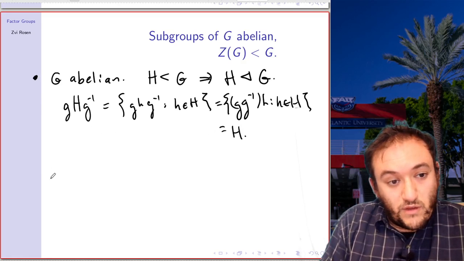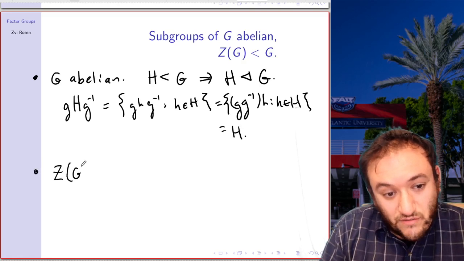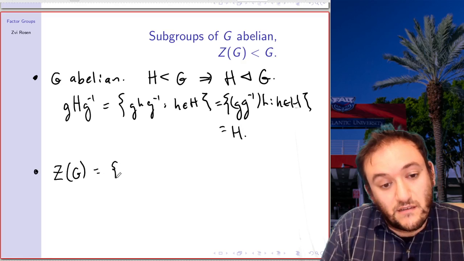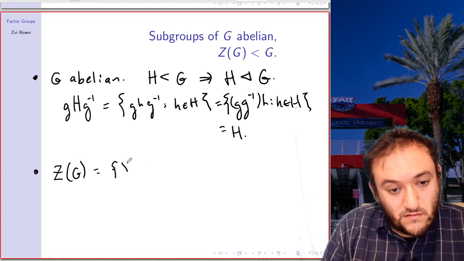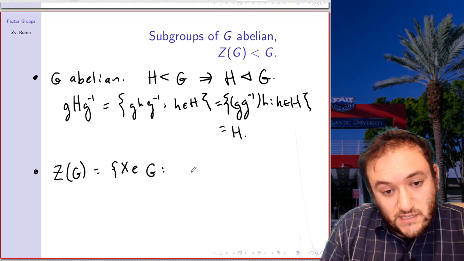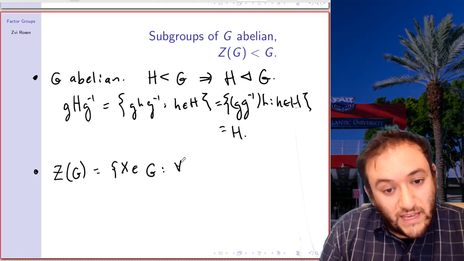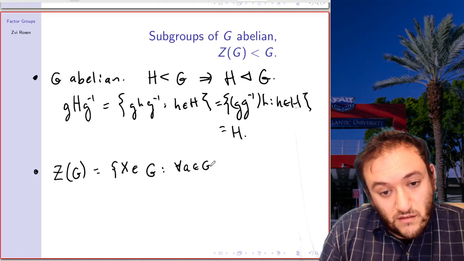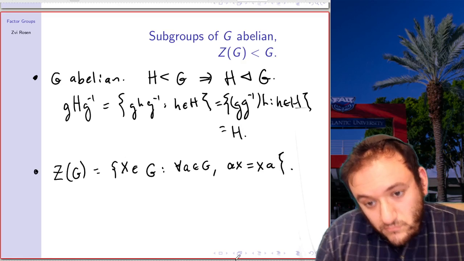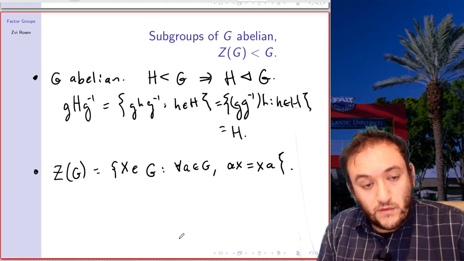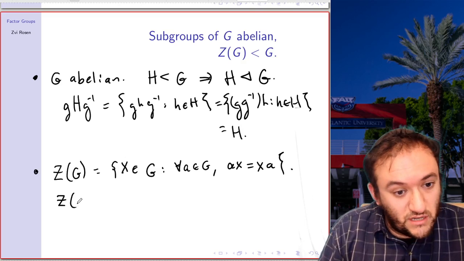So that's one thing. The other thing, Z of G, you'll recall, is the center of the group. This is the set of elements x in G such that for all a in G, a x equals x a. So we claim that Z of G is normal in G.